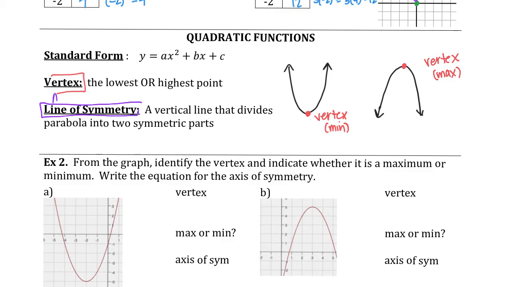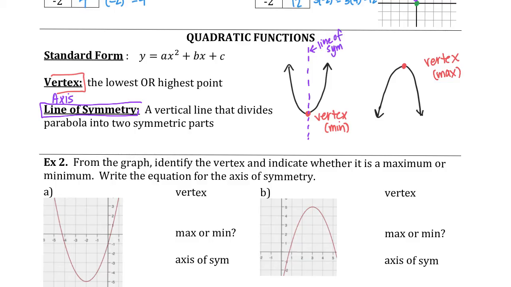It's also called the axis of symmetry. It's the vertical line that divides the parabola into two symmetric parts. The line of symmetry is not part of the graph, it just helps us determine if our graph looks symmetric or find missing points. So I'm going to make it dashed because it's not actually part of the graph. Okay, if I draw a vertical line that splits the graph in half, right there, it always goes through the vertex.